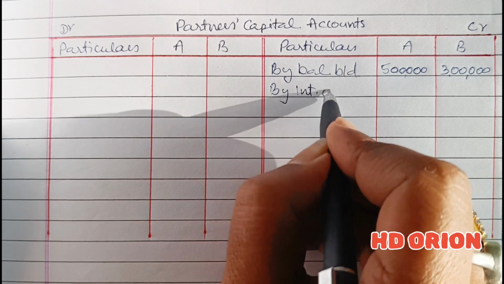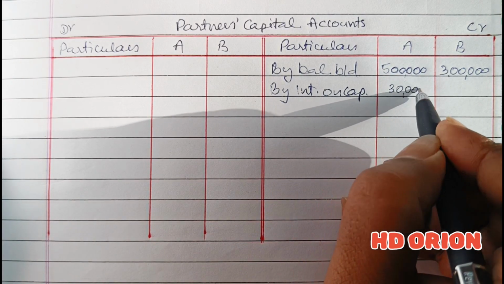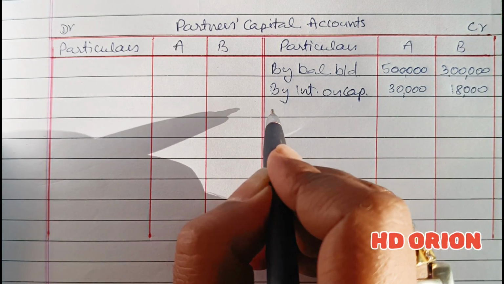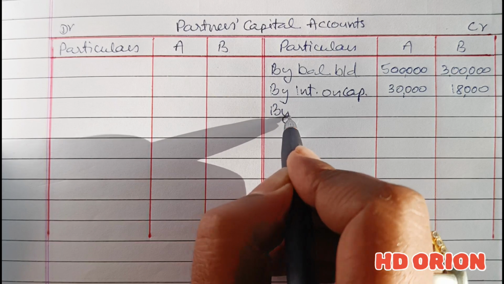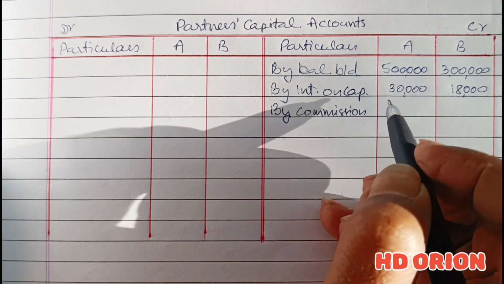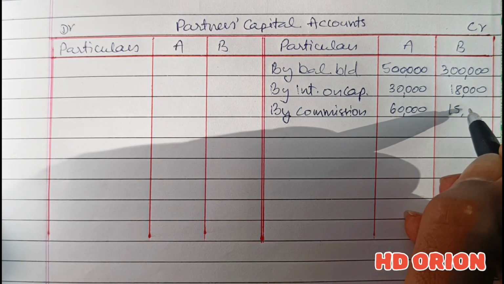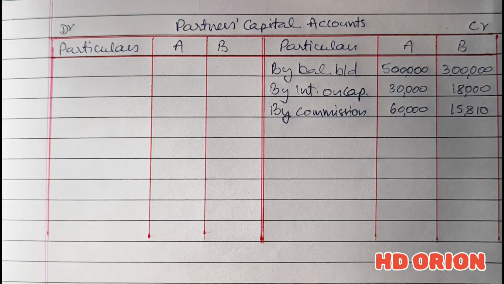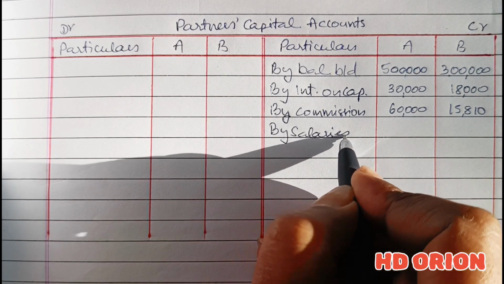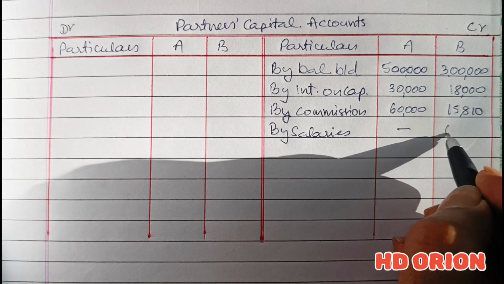So by interest on capitals, it is 30,000 for partner A and 18,000 for partner B. We have to show it separately. And by commission, A's commission is rupees 60,000 and B's commission is rupees 15,810. Then by salaries to B, it is 60,000 rupees.